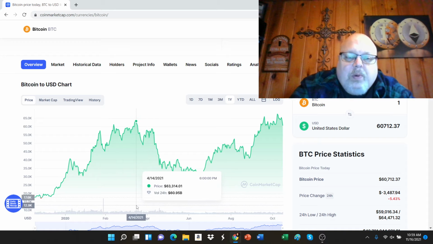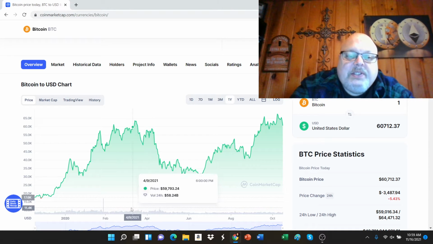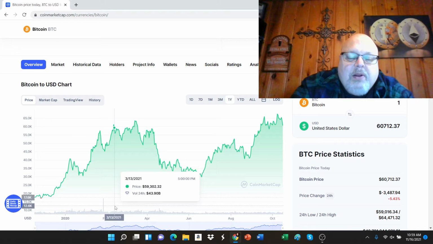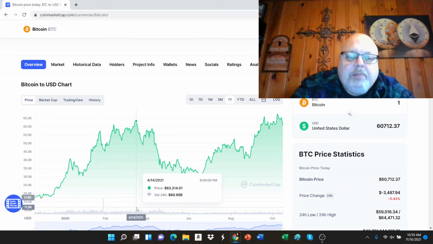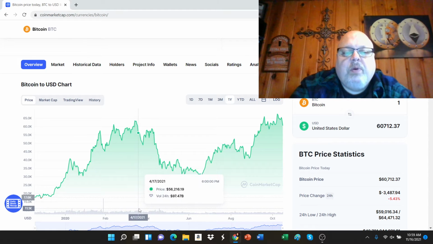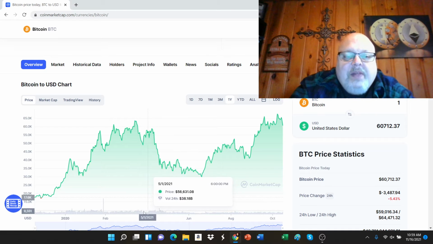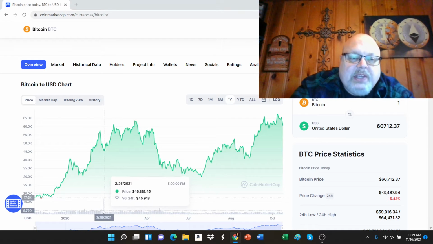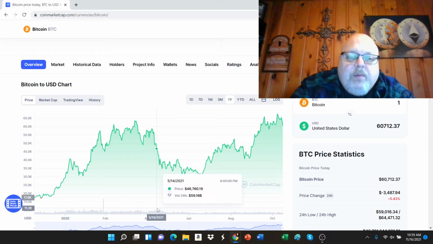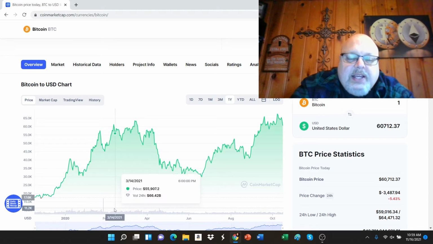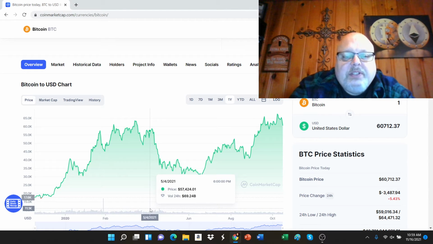And that 60 point becomes resistance. You see? Right here it bounced off of 60. Right here it broke 60 up to 63, 64, but it fell back down. So now that 60 has been determined. You see it? 1, 2, 3, 4, 5 tests. 60 has been determined to be a resistance point. All right. Are you with me?